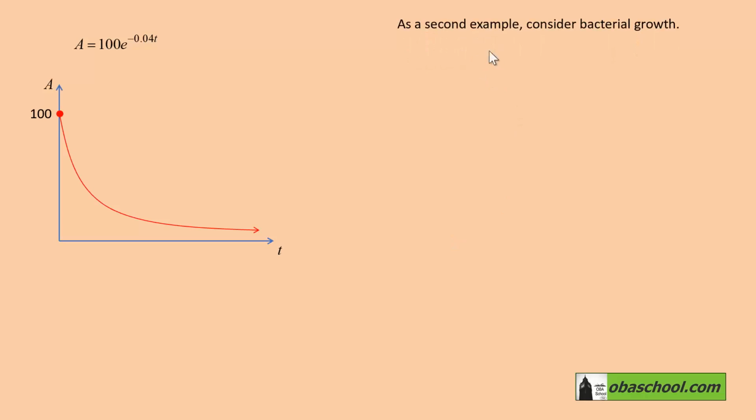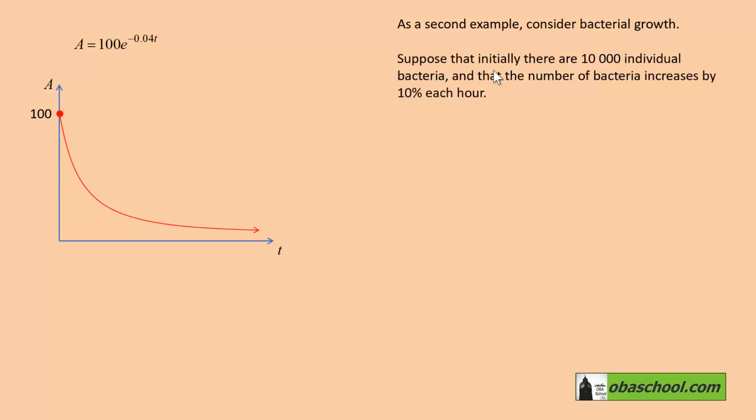As a second example, consider bacterial growth. Suppose that initially there are 10,000 individual bacteria, and the number of bacteria increases by 10% each hour. dN/dt equals kN. k is a positive constant, and this time since it's increasing, it's kN. So dN/dt is 0.1N because of the 10%.